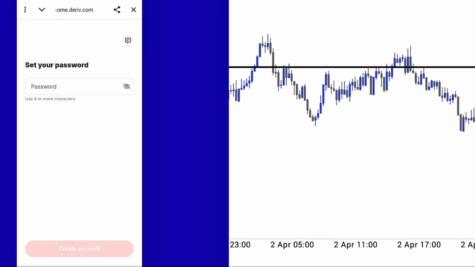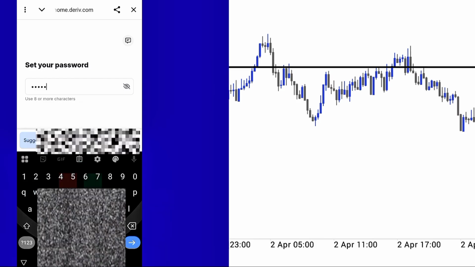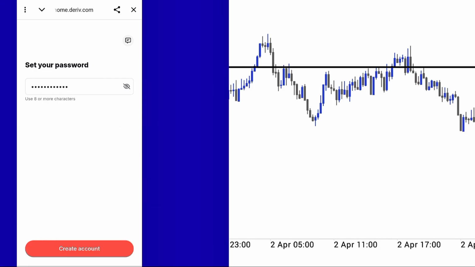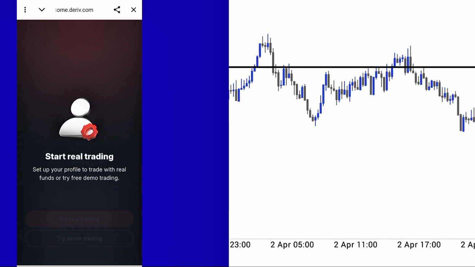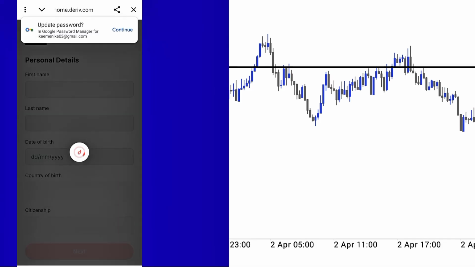When you have typed in your code, the next thing is to add the password. You can choose any password that you want. Then you hit on create account. You can see we have try real trading, try demo trading. Go with try real trading. You can still do the demo later.